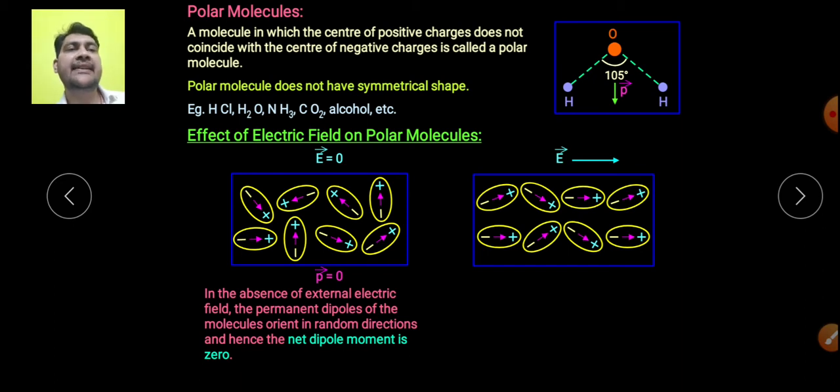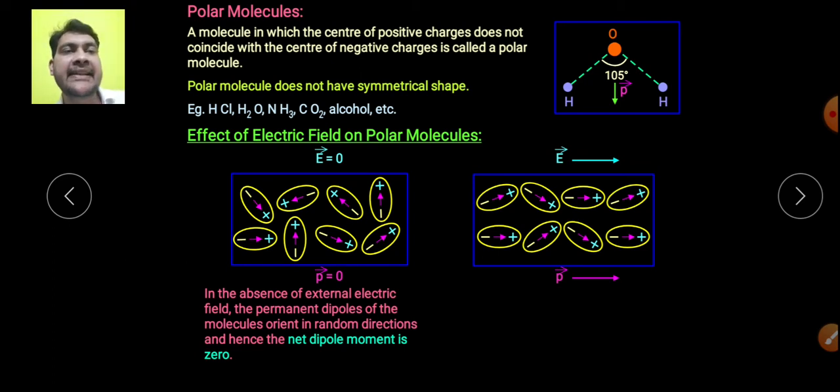That means either theta is equal to 0, meaning P and E tend to be in the same direction, or theta is equal to 180 degrees, meaning in opposite direction. So that torque tends to bring the molecule into equilibrium position. After applying the electric field, the reordering of the molecules takes place, and now the net electric dipole moment of the whole substance is not zero.